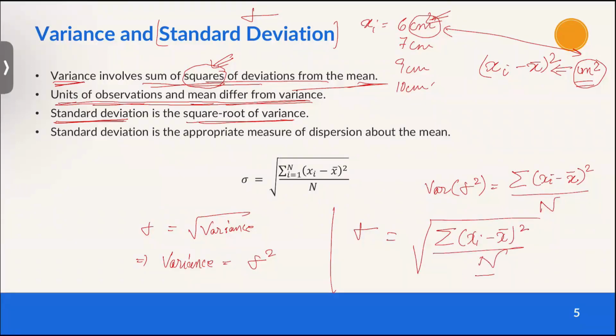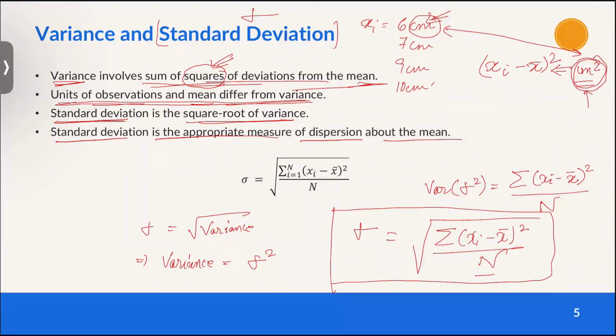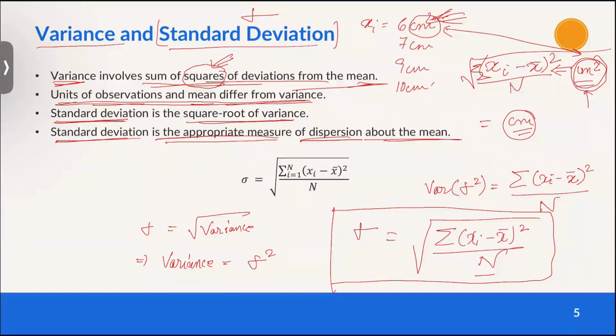So standard deviation is an appropriate measure of dispersion about the mean. Why? Because the unit of standard deviation is the same as the data points. As we had these units as centimeter square, we take the root of these values and then we get the unit as centimeter. So this unit and this unit are the same. Therefore, standard deviation is an appropriate measure of dispersion from the mean. So you got the point, what is variance and what is standard deviation.